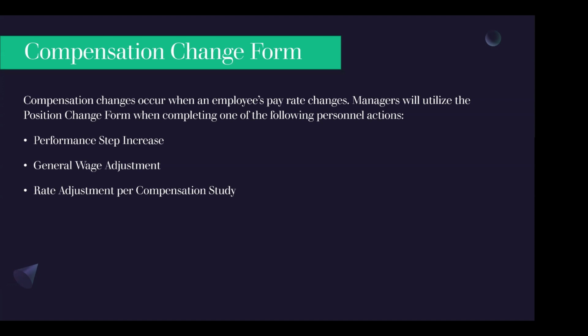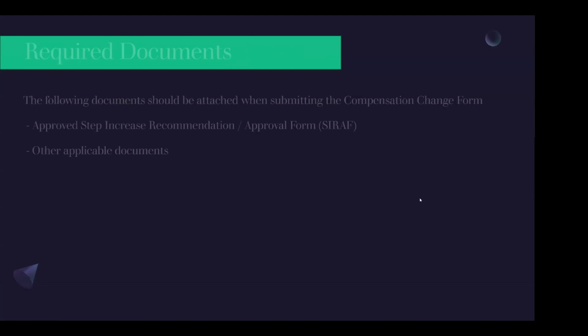Again, if there was a promotion that involved a compensation change, then this form would also need to be submitted to account for those changes to the employee's pay rate, either their exempt status or anything like that. So again, these following personnel actions are performance step increase, general wage adjustment, rate adjustment per the compensation study. And there are additional actions, however, these are the primary changes.